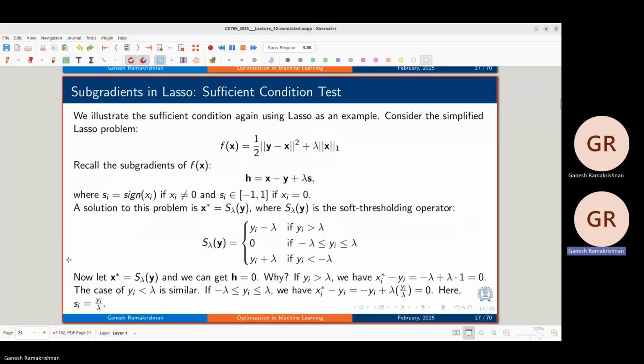In fact, you can now verify. See, this is a sufficient condition test. Take S lambda y and plug that in here. Take x to be S lambda y. You have to verify this as your homework, that x in S lambda y is a solution, that the sufficient condition test has given you a solution.